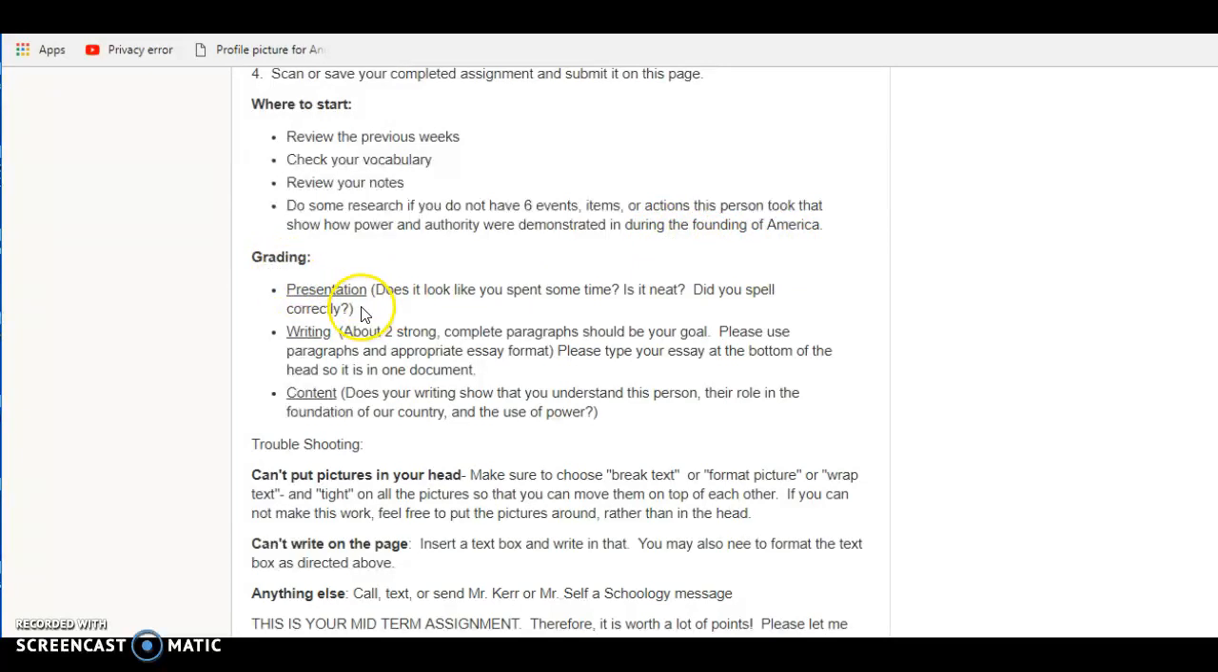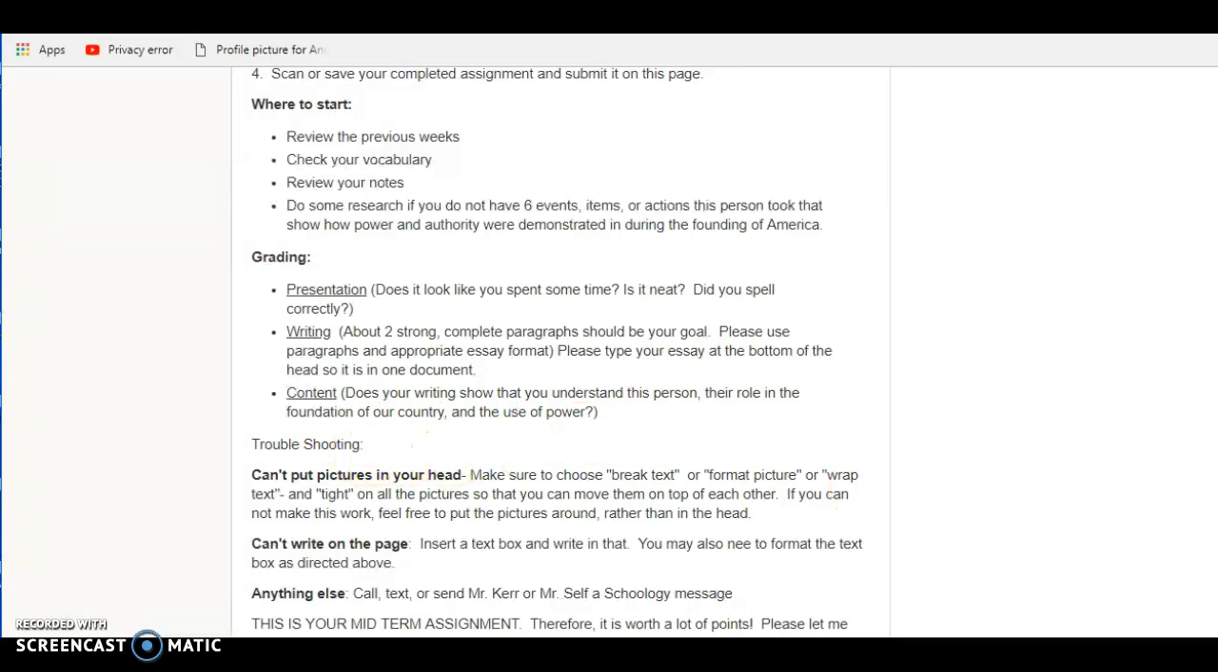Grading. Presentation. Does it look like you spent some time? Is it neat? Did you spell correctly? Writing. About 2 strong, complete paragraphs should be your goal. Please use paragraphs and appropriate essay format. Please type your essay at the bottom of the head so it is in one document. Content. Does your writing show that you understand this person, their role in the foundation of our country, and the use of power?